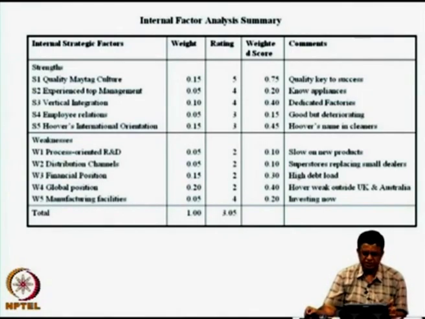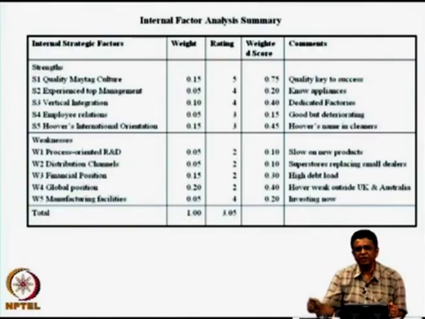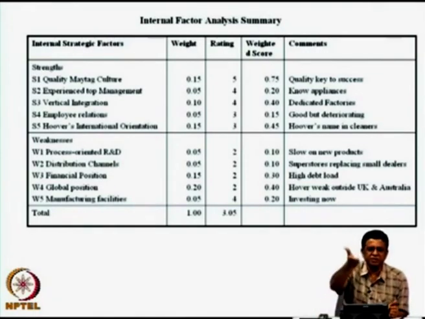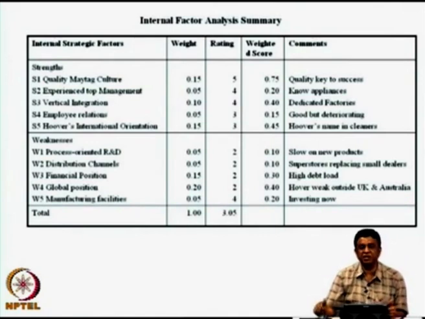Second is experienced top management. How good is your top management? They are the people who are driving the strategy or who are going to drive the strategy in the marketplace. For this company, the weight for this particular factor is given at 0.05 and the company gets 4. What does it mean? It means it has very good top management. That means the company gets a weighted score of 0.20. They know the business, that is, they are in the consumer appliances business and they know what business they are in. Similarly, come to weaknesses.